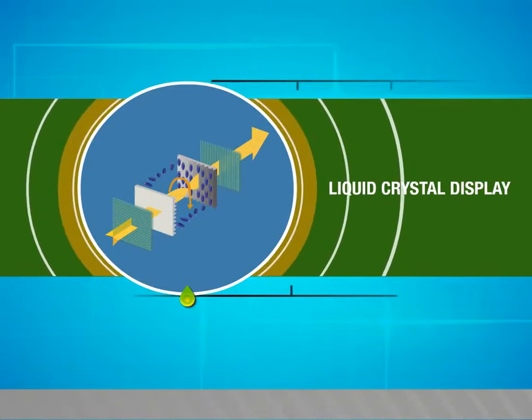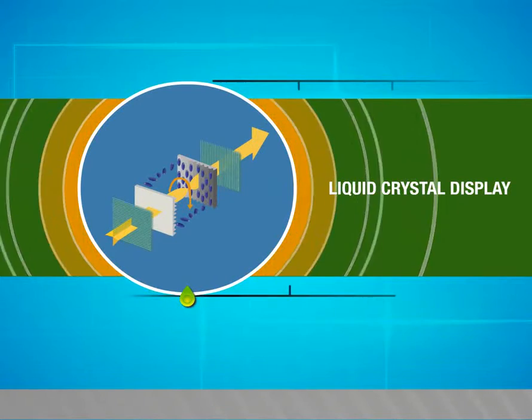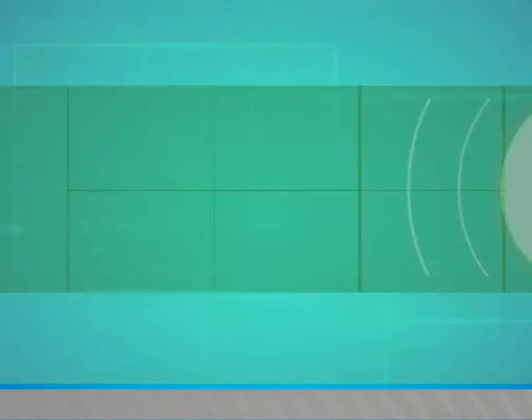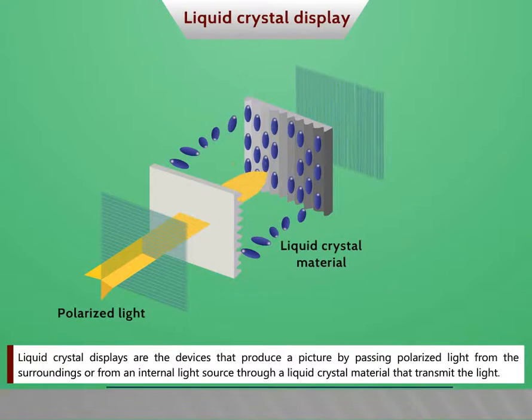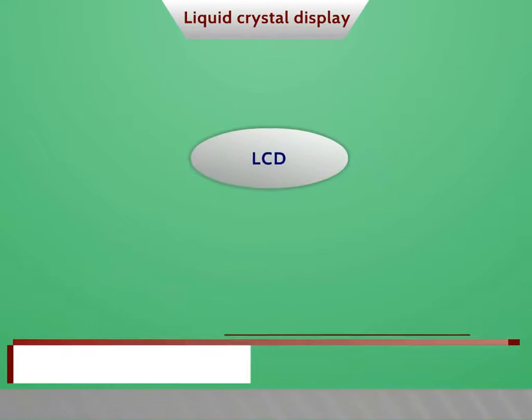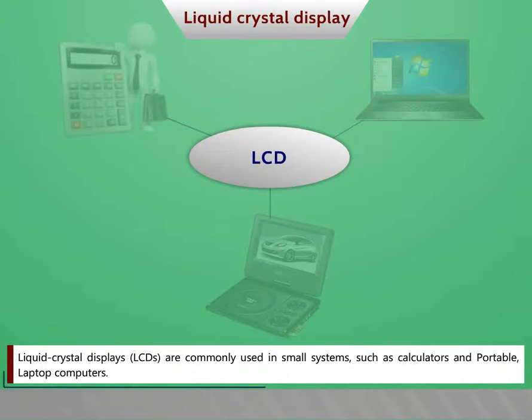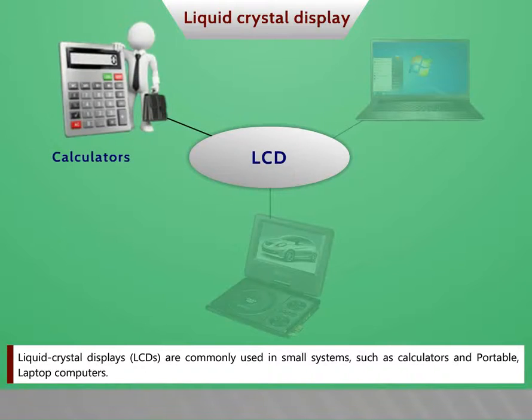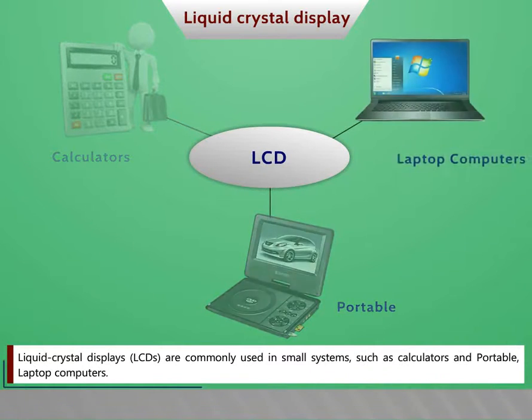Liquid crystal display. In this video, we are going to see about liquid crystal display. Liquid crystal displays are devices that produce a picture by passing polarized light from the surroundings or from an internal light source through a liquid crystal material that transmits the light. Liquid crystal displays, that is LCDs, are commonly used in small systems such as calculators and portable laptop computers.